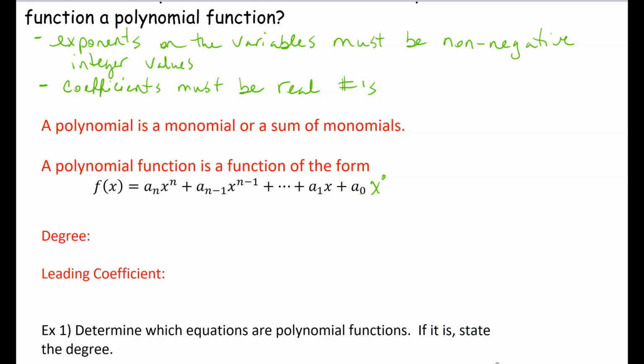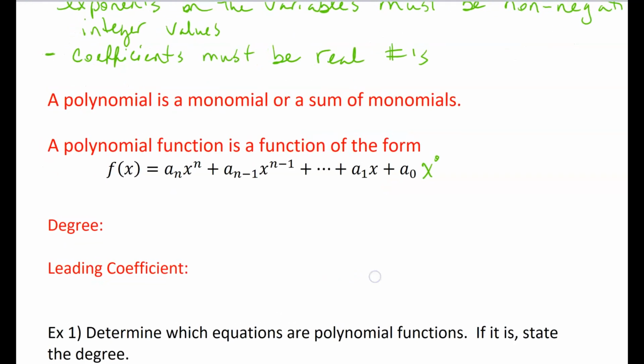Okay, so the other thing we always want to pay attention to is what we call the degree of the polynomial. How do we establish the degree of a polynomial? Exponent with the greatest value. Okay, exponent with the greatest value. So determined by the exponent with the greatest value.